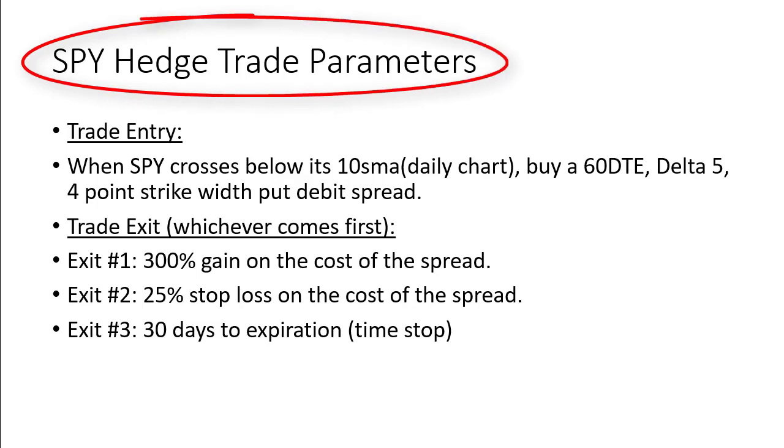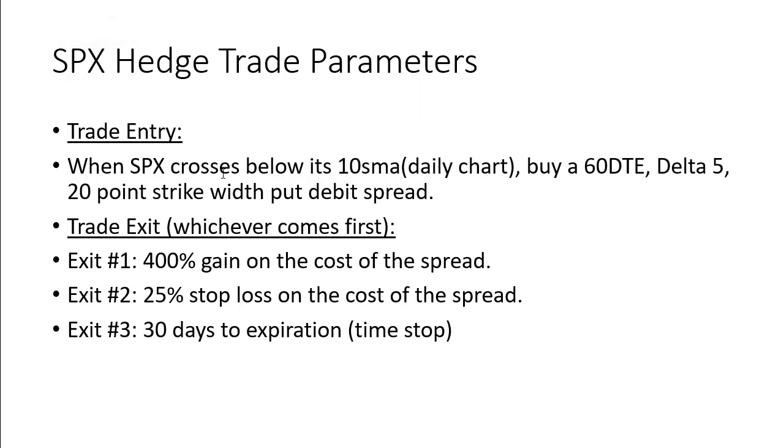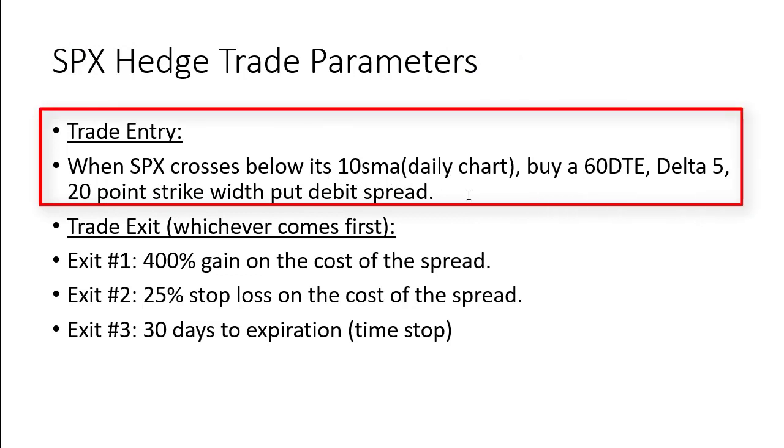So let's look at the SPX version. It's very similar. Same setup. When the SPX crosses below its 10-day moving average, we're going to buy a 60 DTE. Again, delta 5, so we're going to find the delta 5. We're going to do a 20-point strike width on the SPX. A lot of times this is 4 strikes, depending on the expiration. Sometimes you'll see $5 strikes, sometimes you see $10 strikes, but it's going to be a 20-point strike width for this game.